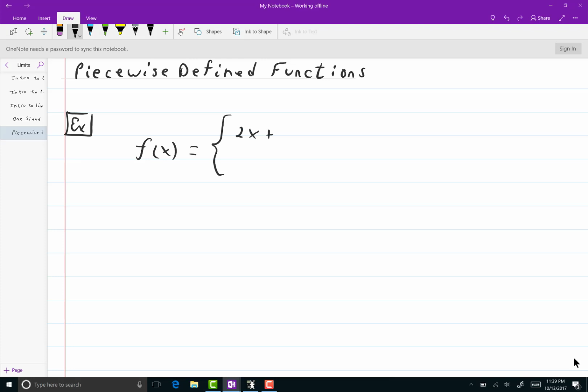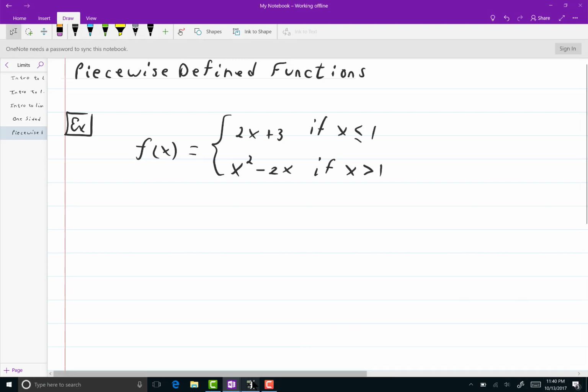I'm going to put 2x plus 3, but I only want that if x is less than or equal to 1. Now when x is greater than 1, I want to write it as x squared minus 2x. Now I'm going to let my calculator graph this for me.